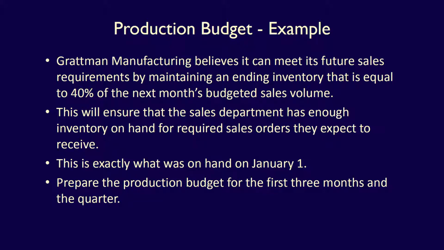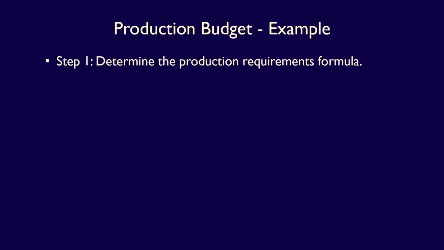This will ensure that the sales department has enough inventory on hand for required orders they expect to receive and any unusual demand requirements. This is exactly what is on hand on January 1st. Prepare the production budget for the first 3 months and the quarter. Step 1 is to determine the production requirements formula.